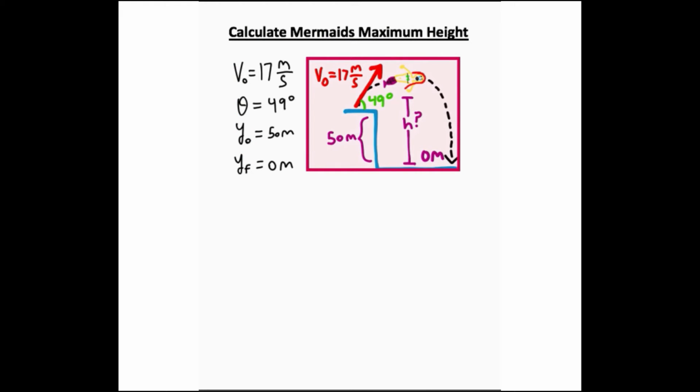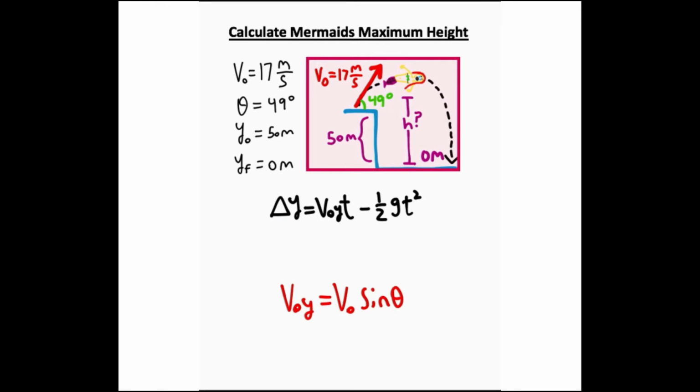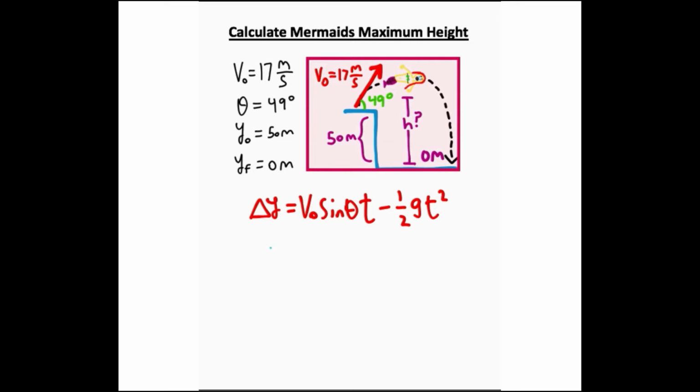What you're going to want to use to solve this problem is this kinematics equation for projectile motion. And since this is going in the vertical direction, we're going to need to calculate the vertical component, which is going to be v naught times the sine of theta. This will give you your v naught y right there. So we can even just plug it in and update our equation to look like this.